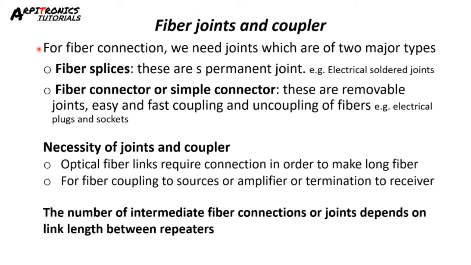Now fiber joints and couplers. For fiber connections we need joints, which are of two types: fiber splices, which are permanent joints, and fiber connectors, or simply connectors. What is the necessity of joints and couplers in optical fiber? Optical fiber links require connections in order to make a long fiber, and for fiber coupling to sources or amplifiers or termination to a receiver, we require coupling or joints. The number of intermediate fiber connections or joints depends on the link length between the repeaters.